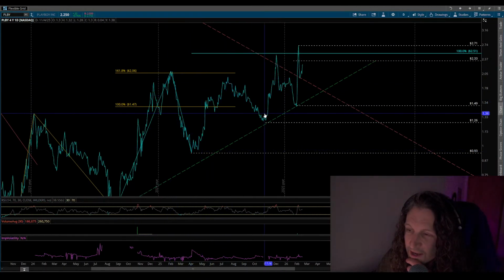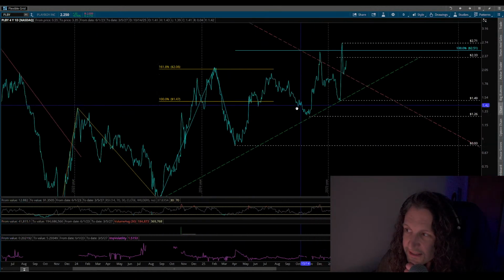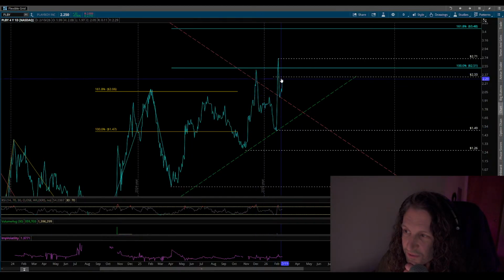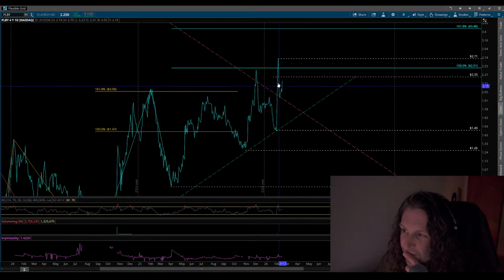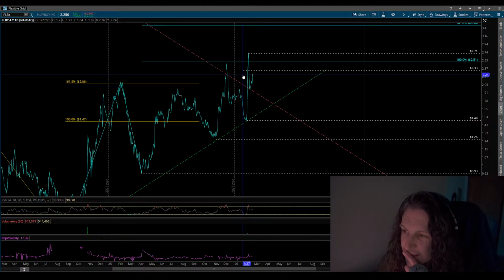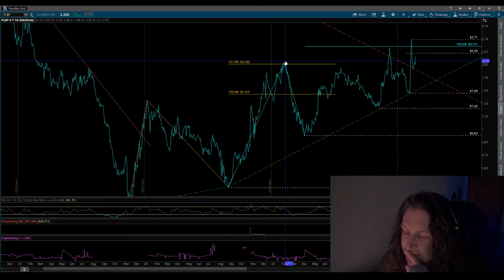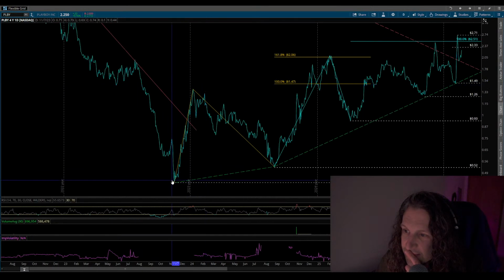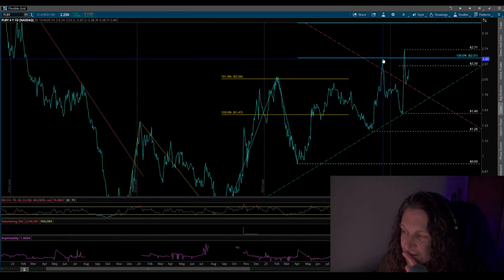Oh, it's W, X, Y. W, X, 1, 2, 3. Oh, 4. Wave C can form 5 waves and move sideways. Is that what's actually happening back here? Is this A, B, 1, 2, 3, 4, 5? A, B, C, correction.